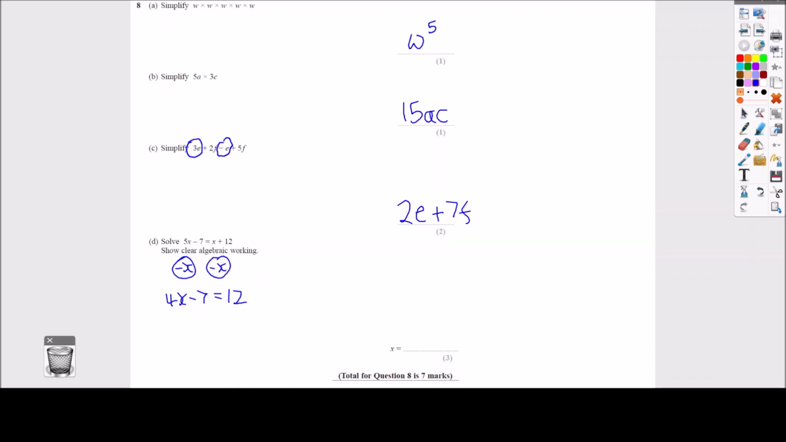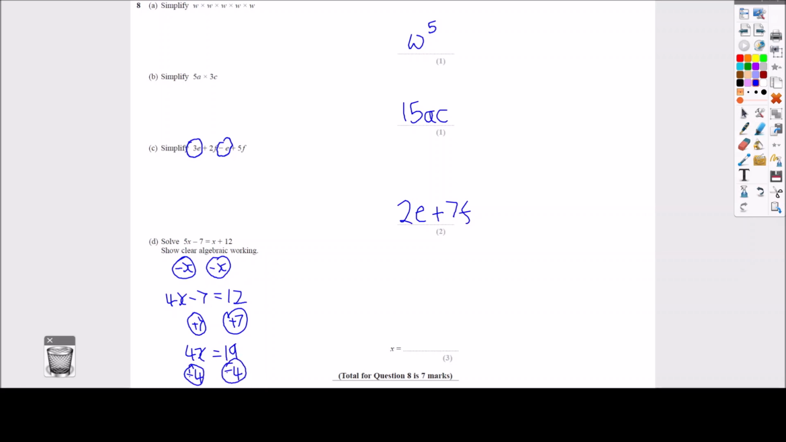So I've got all my x's onto the left. Now I get all my normal numbers onto the right. So I'm going to add 7 to both sides, giving me 4x equaling 19. Now that's what 4x is, 4 times x. How do I undo a timesing by 4? I divide by 4. So I'm going to divide both sides by 4.